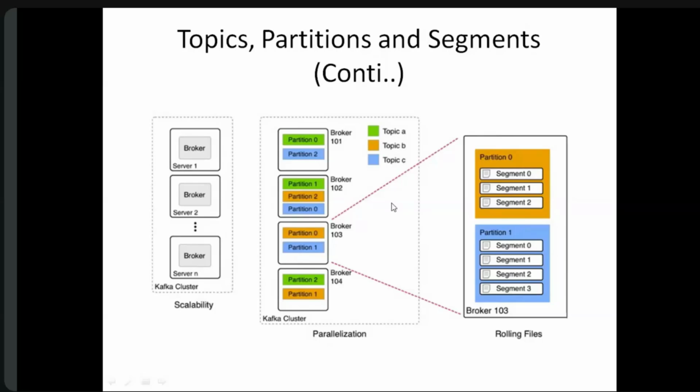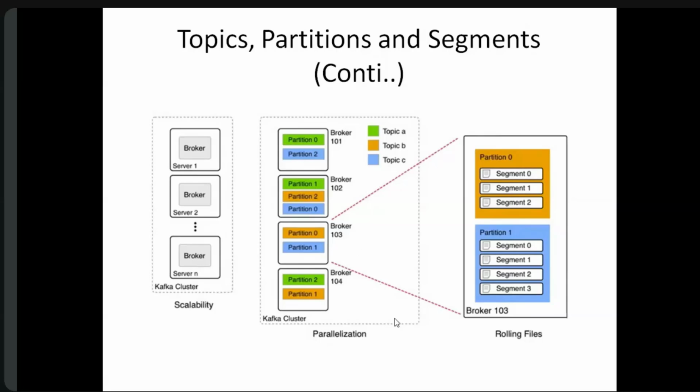And how many brokers are there? There are 4 brokers, named 101, 102, 103, 104. And now we also know that broker 101 is hosting 2 partitions: partition 0 of topic A and partition 2 of topic C. Broker 102 is hosting 3 partitions.